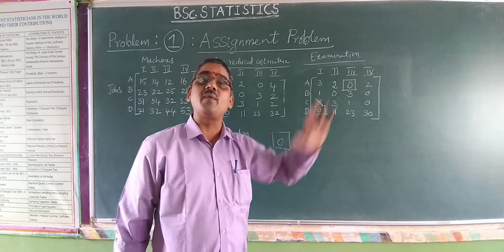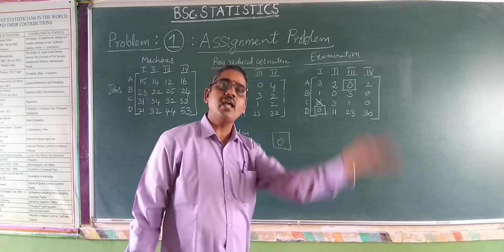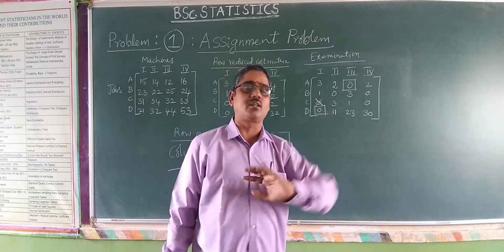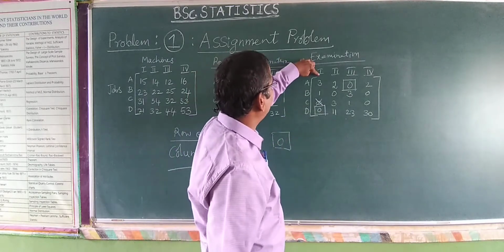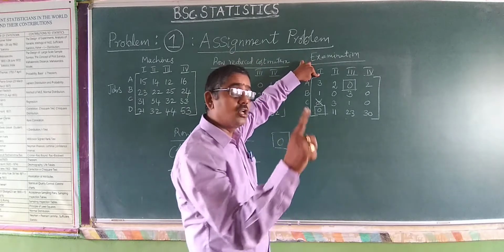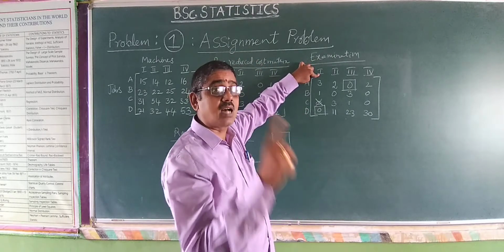Now you have to go for column examination, and then again row examination, and then column examination. Like that. So now you see here, column examination. First one, first column: no single 0 which was not assigned and not crossed.